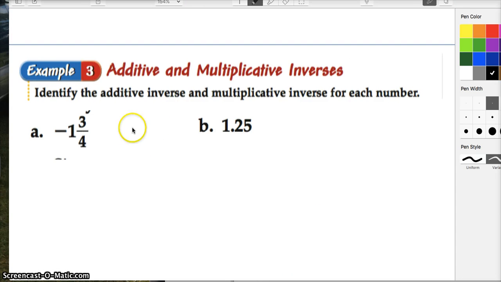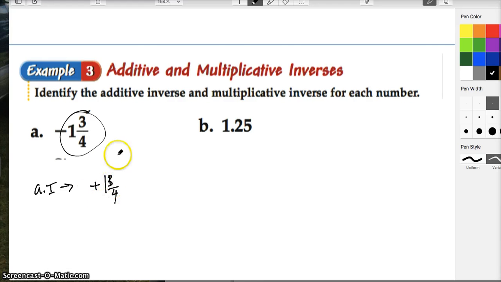So let's see if we can figure out what the additive inverse and multiplicative inverse for each of these are. When I look at this number here, in order to take the additive inverse, that's pretty easy. I'm going to put additive inverse here so you know what I'm talking about. The additive inverse is really just to change the sign. So instead of a negative 1 and 3/4, I'm going to write a positive 1 and 3/4. And honestly, the plus sign was unnecessary; 1 and 3/4 would have been good enough.